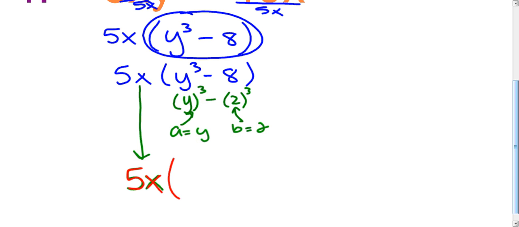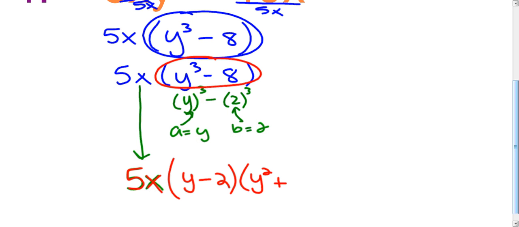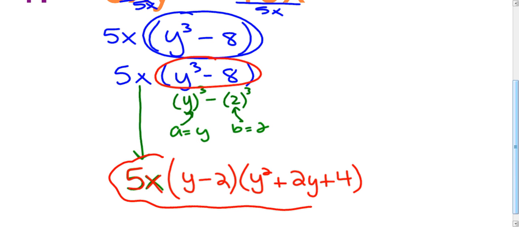Okay, so now we're going to use our formula for this part. And I will do a, which is y, minus b, which is 2, times a squared, so y squared, plus a times b, so y times 2, which would be 2y, plus b squared, so b is 2, and 2 squared is 4. So that's what this one would look like once it's all simplified. All right, that is sum and difference of cubes.